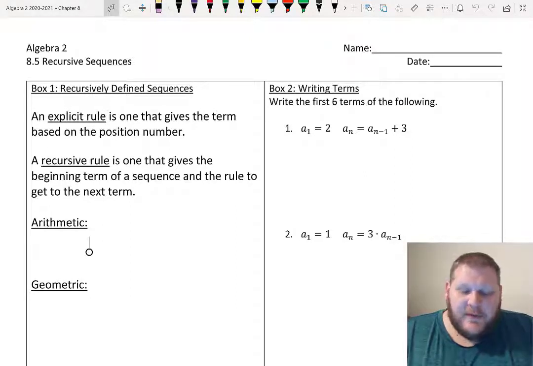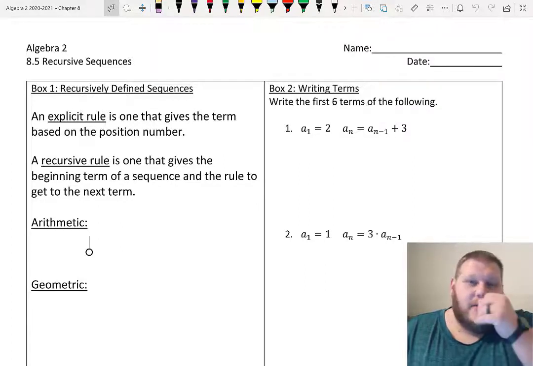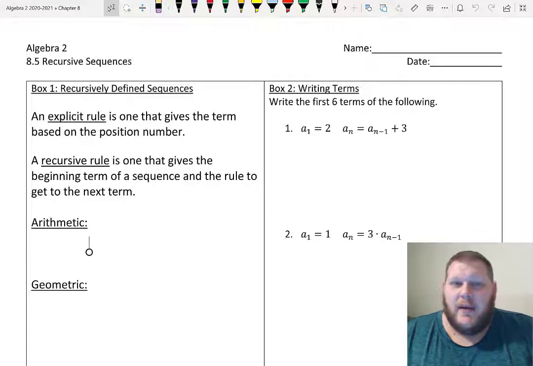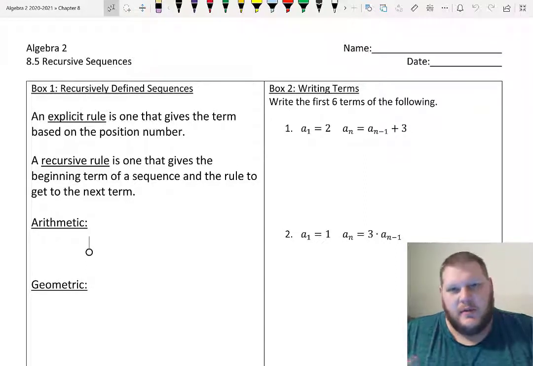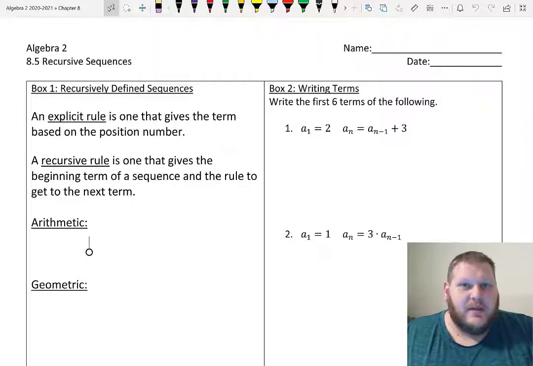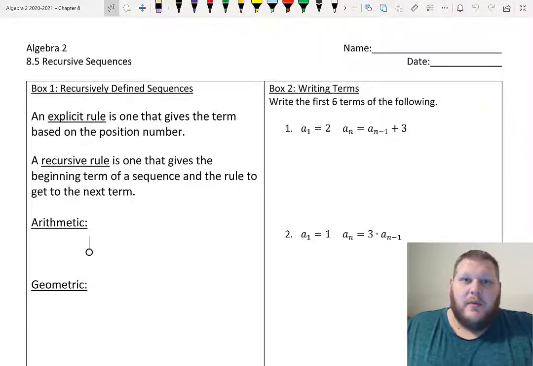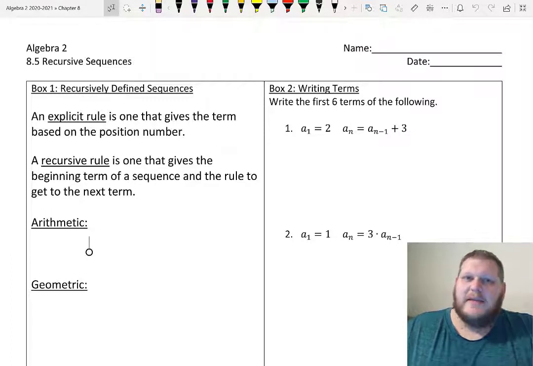So, for recursively defined sequences, we have two different ways that we can write a rule for a sequence. Everything we've been doing so far this chapter has been what we call an explicit rule. Explicit just being the direct way of finding a term based on what the position number is. If you remember back in the beginning of the chapter, we talked about a sub n versus n, where n was the position number, so what place it is in the sequence, in the list. The term is the actual number that's there, so a sub n being the term that is in position n.